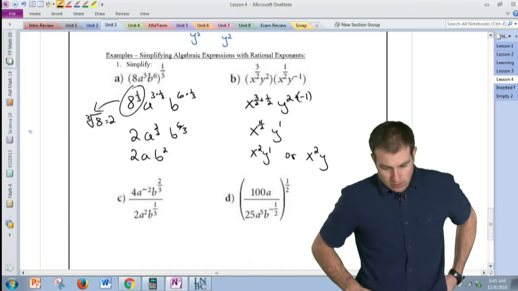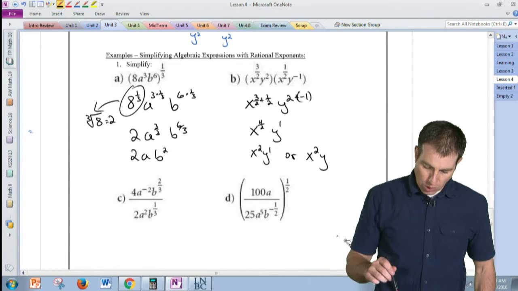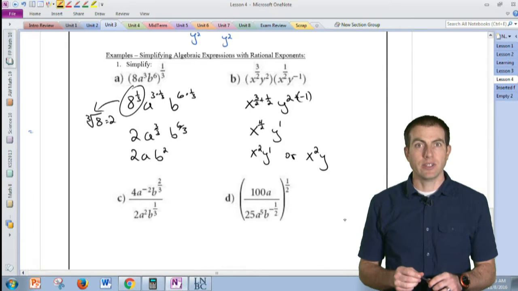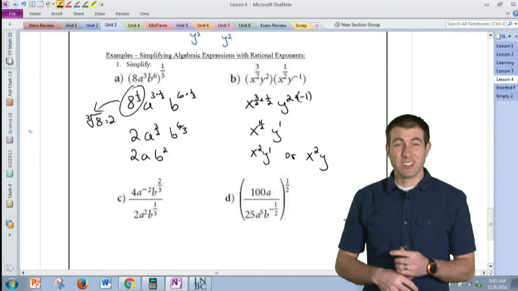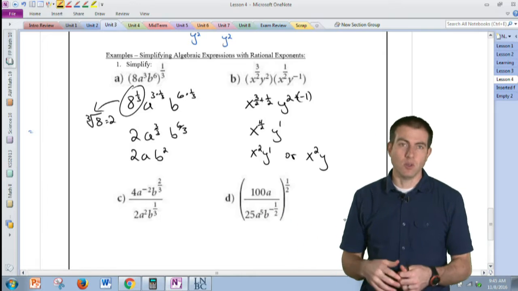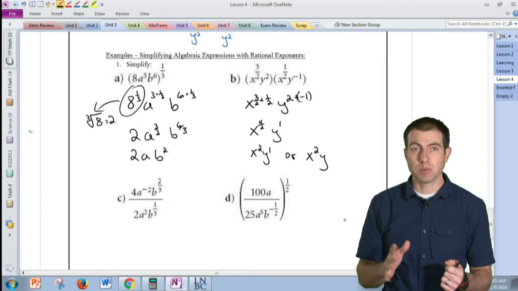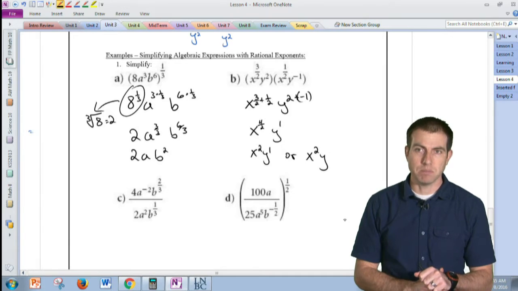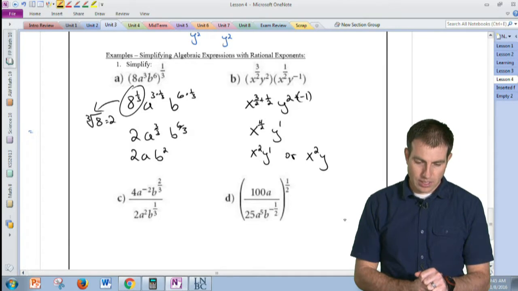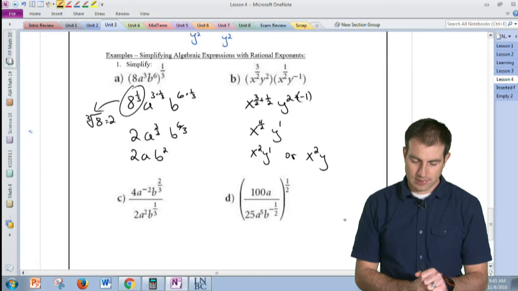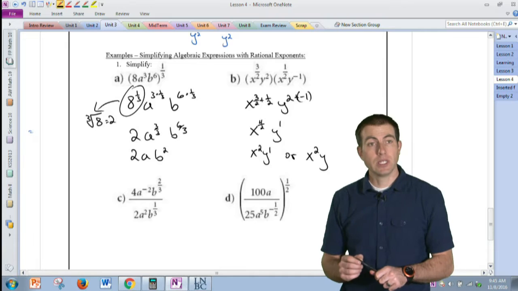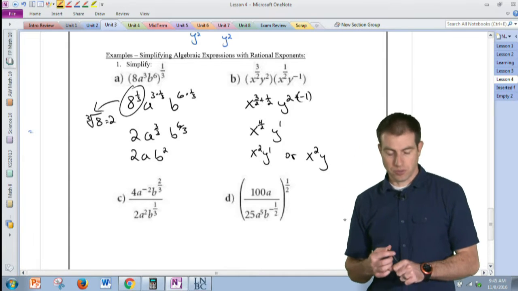Now, letters C and D is kind of where the rubber meets the road. The beauty of questions like this is I can test your ability to do the entire unit in one question. Some of these questions can have literally every exponent law kind of hidden in them. So we need to decide what we want to do first.